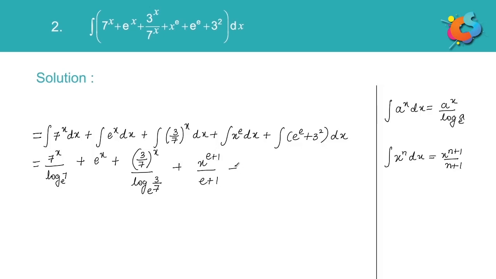plus, this e power e plus 3 square is constant, and we'll assume it is multiplied with x power 0, and we know that integration of x power 0 is x power 0 plus 1 by 0 plus 1. Hence, integration of this term can be written as e power e plus 3 square into x, which is followed by the constant c.